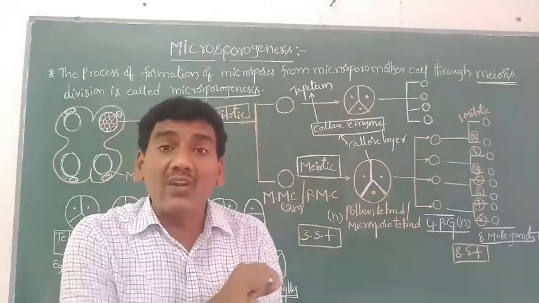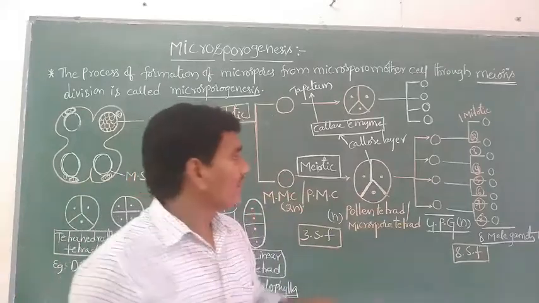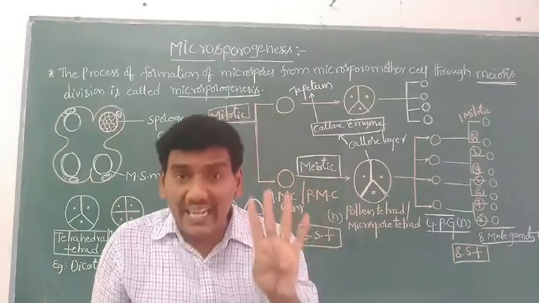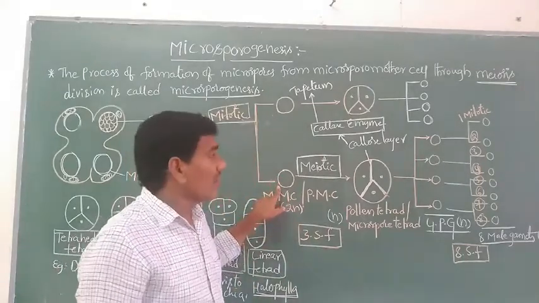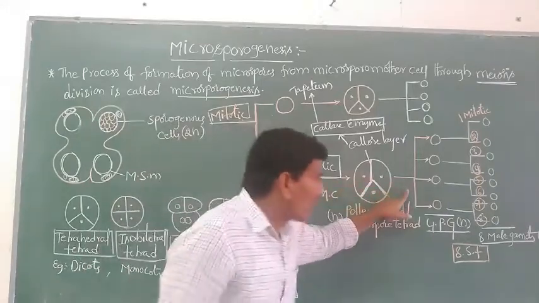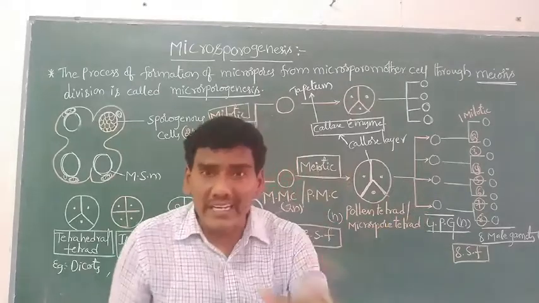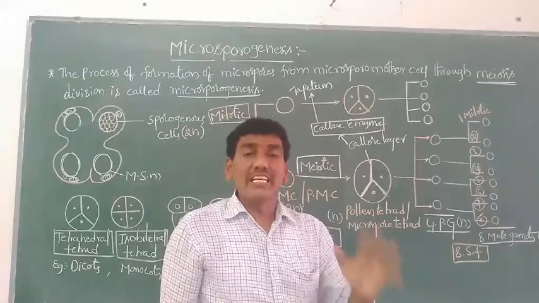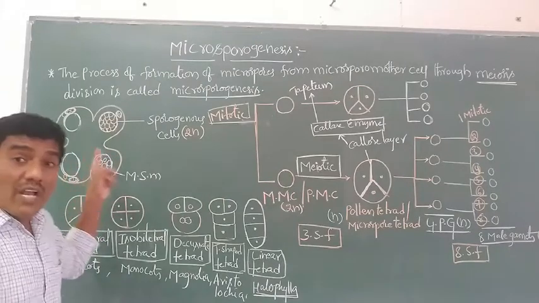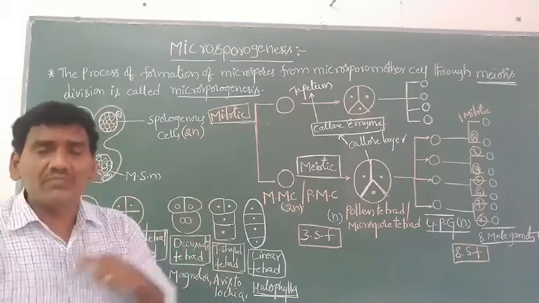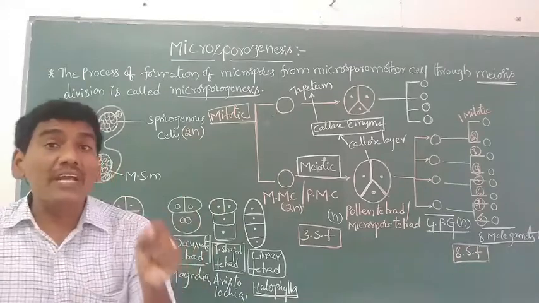Due to the degeneration of the callose layer, the four pollen grains are separated from each other and develop into pollen grains. Totally, how many pollen grains are formed? Four pollen grains are formed. One more name for the pollen grain is microspore. The microspore mother cell undergoes one meiotic division to form four pollen grains, or four microspores. The ploidy of the pollen grain is haploid. In this way, thousands of pollen mother cells are developed inside each microsporangium. Later, as the anther matures, these pollen grains are dehisced from the anther.